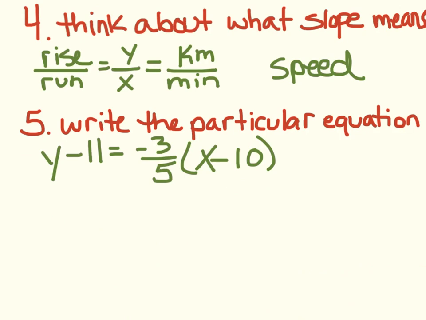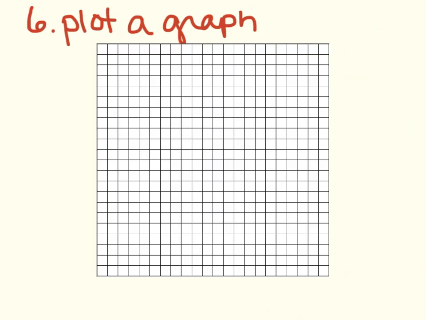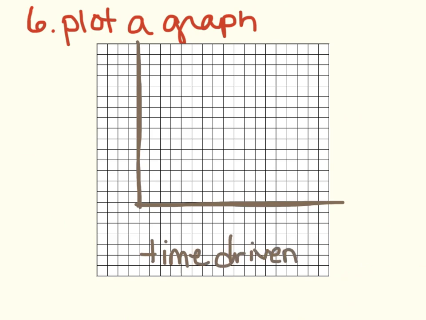The next thing I want to do is plot a graph of it. A lot of these word problems are going to ask you to graph them. For this problem, I'm not going to have any negative time and I'm not going to have any negative distance. So I'm just going to do a positive quadrant. Now don't forget to label your axes. We always want to label. So on the x-axis it's time driven in minutes. And on the y-axis we have the distance from home in kilometers.